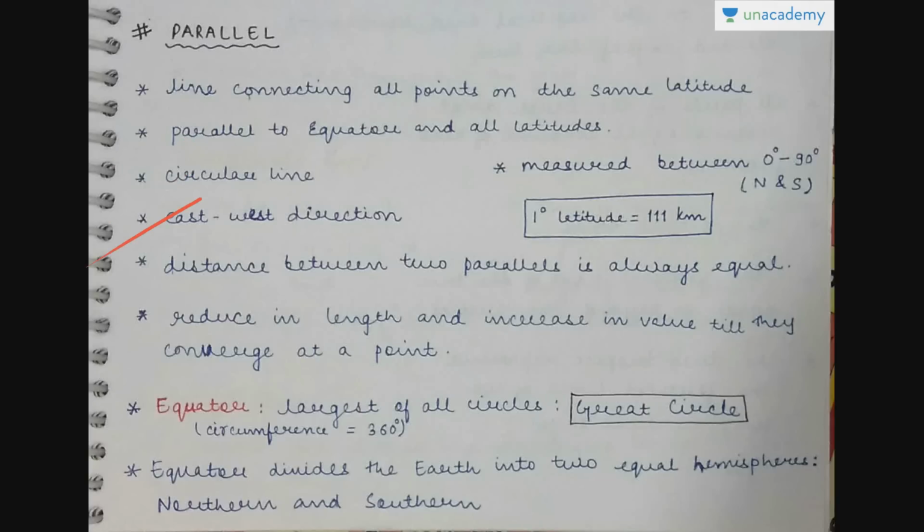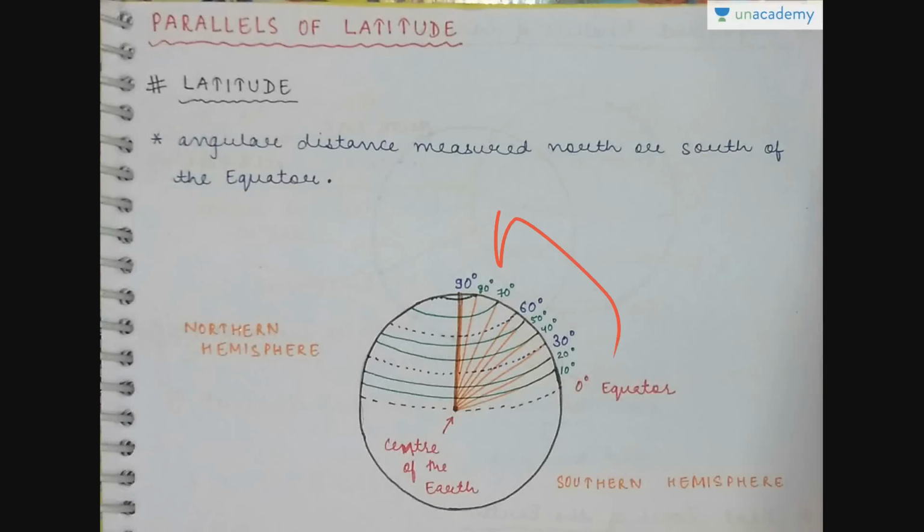They are in the east-west direction. The distance between two parallels is always equal, and they reduce in length and increase in value till they converge at a point. We can see here the value is increasing from 0 degree to 90 degree as they are converging. What is converging? Just meeting at a point here. As they move towards the poles, the value increases but their length decreases. The equator has the largest length. Why? Because it is in the center, so it has the greatest circumference, and then the length keeps on decreasing. Distance remains the same, value increases but length decreases.